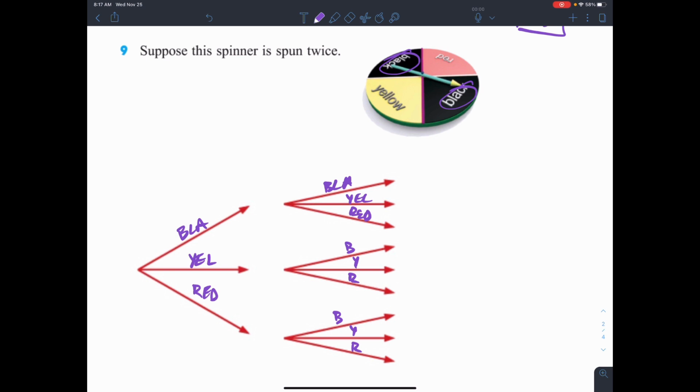All right, so those are each of the different branches for spinning the spinner twice. Here's my first spin that I already labeled, and here's the second spin that I already labeled. So what are the probabilities of getting each of these spins? Well, the black is going to be 2 out of 4. The yellow is 1 out of 4, and the red is 1 out of 4. And again, these things are independent. The second spin has not been impacted by the first spin, so all of these things are going to remain exactly the same.